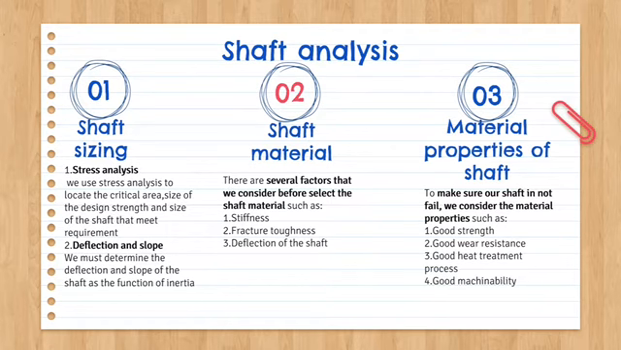Next is shaft material. Several factors that we consider before selecting the shaft material are stiffness, fracture toughness, and deflection of the shaft. Next, we also consider the material processing of the shaft. To make sure our shaft does not fail, we consider material properties such as good strength, good wear resistance, good heat treatment process, and good machinability.